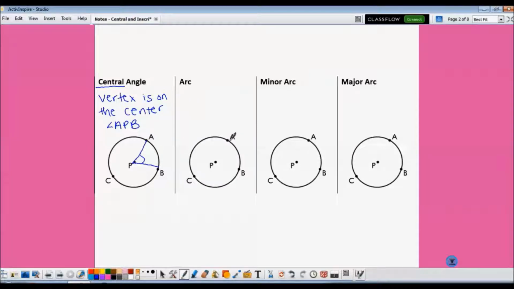An arc is a piece of the outside of a circle. So we could have something like from A to B. That would be arc AB.